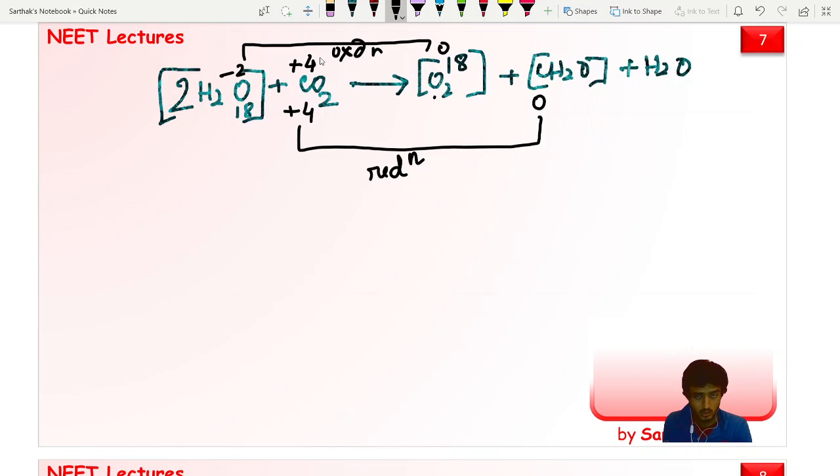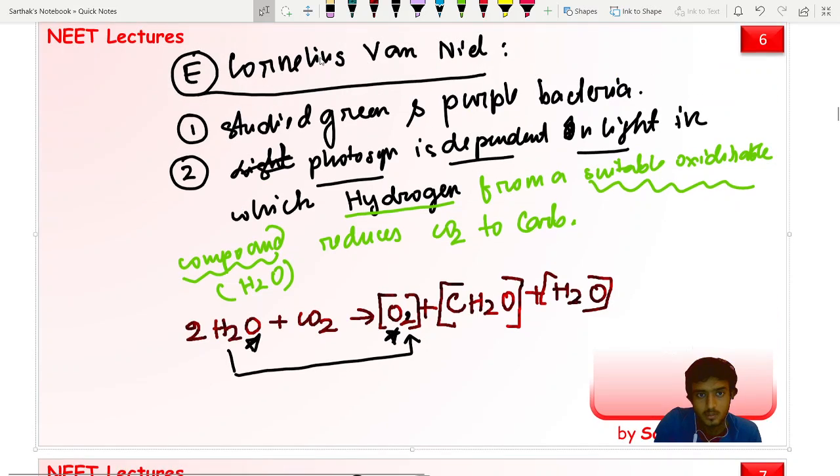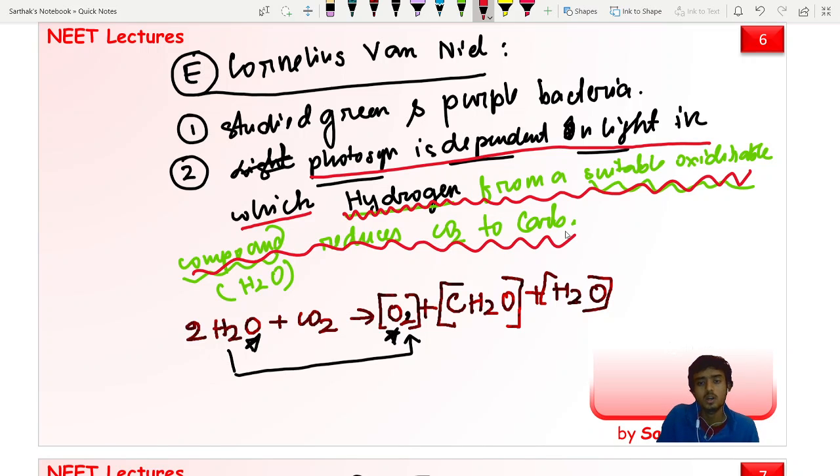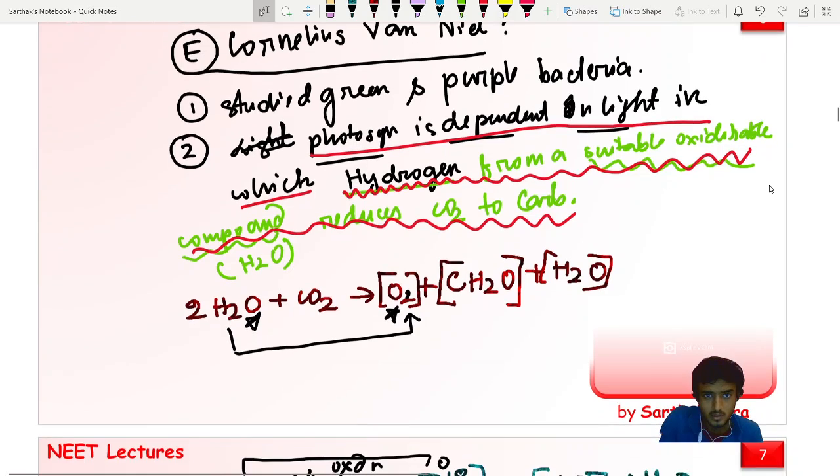Okay, so let us come to our previous statement, what we have written in our previous slide. In the previous slide I have written that photosynthesis is dependent on light, of course, in which hydrogen from a suitable oxidizable compound reduces CO2 to carbohydrate. Okay, so note this statement down, or I will be writing this statement in the next slide.